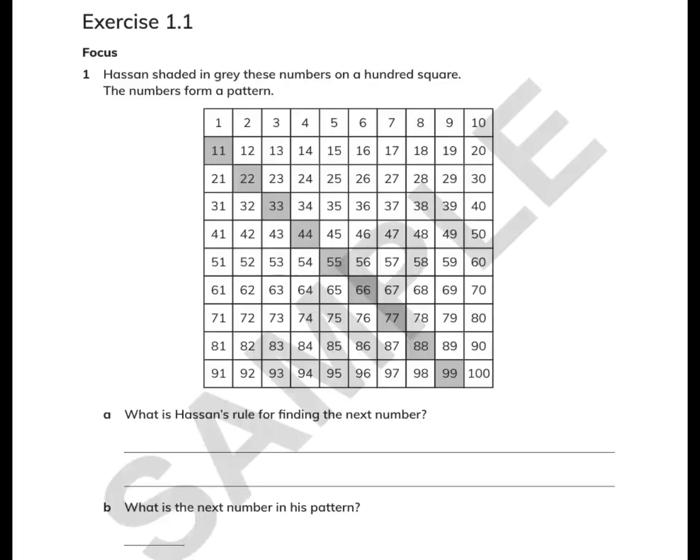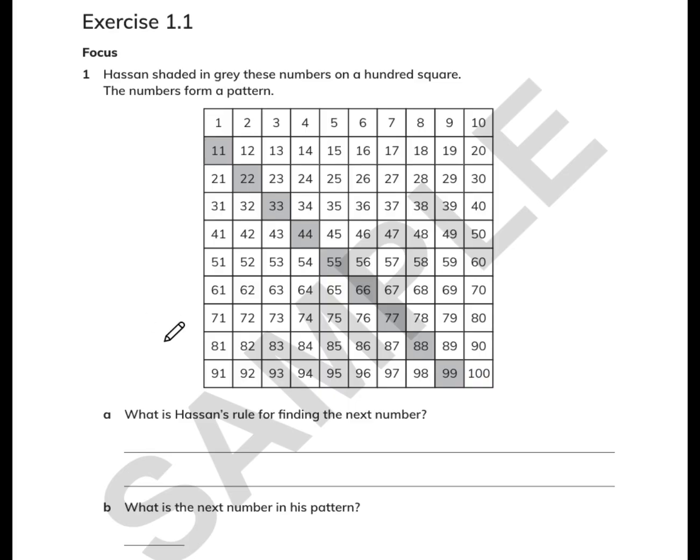So here you can see workbook exercise 1.1 on my screen. Question number 1: Hassan shaded in gray these numbers on a 100 square. So this is the 100 square that you can see on the screen. The numbers form a pattern. So we can see he has shaded in gray the numbers 11, 22, 33, 44, 55, 66, 77, 88 and 99. What is Hassan's rule for finding the next number?